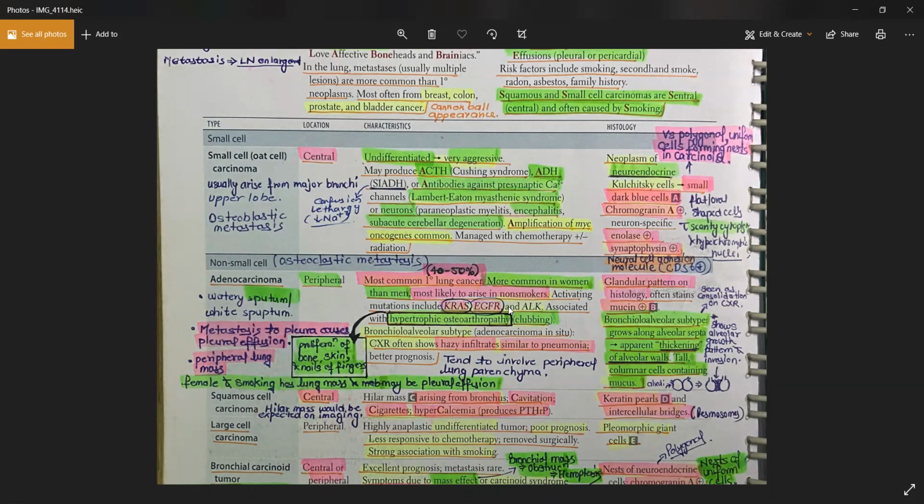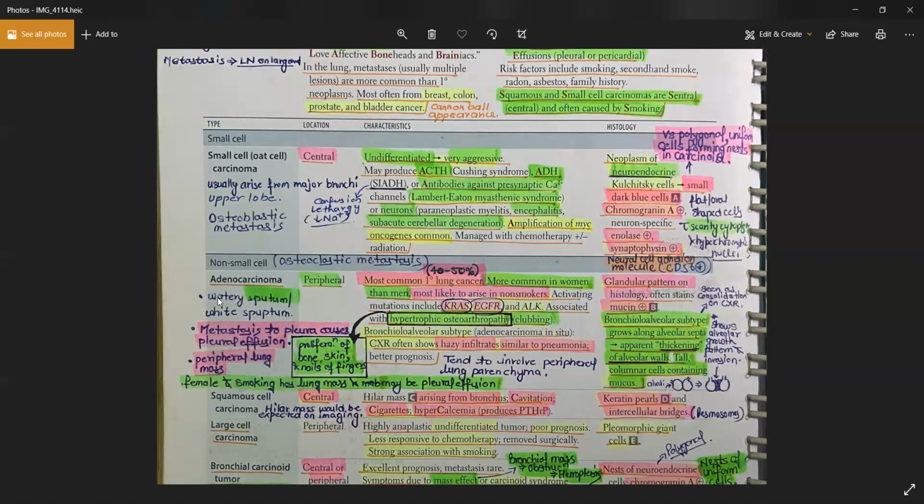So let's get back again to this adenocarcinoma. KRAS mutation will be there, EGFR mutation will be there, ALK mutation will be there. So these three mutations can lead to the adenocarcinoma. The patient will have a reduction of sputum. It could be a watery sputum, very whitish in appearance. Metastasis to the pleura can also happen. That can lead to pleural effusion again. This patient can have a pleural effusion.